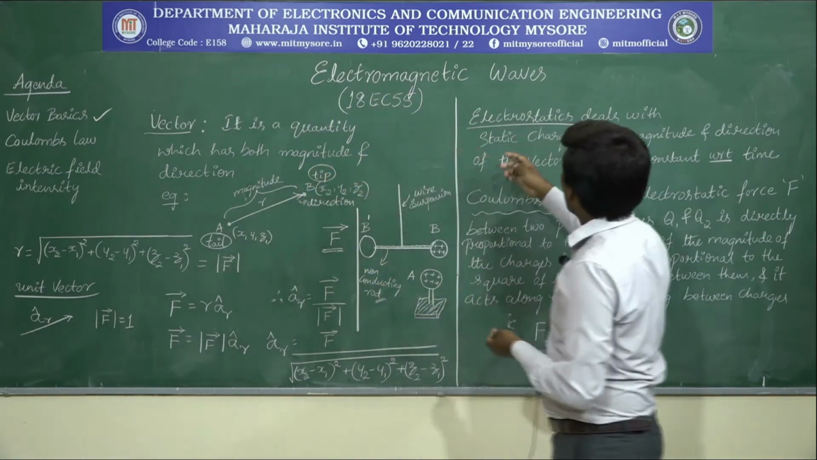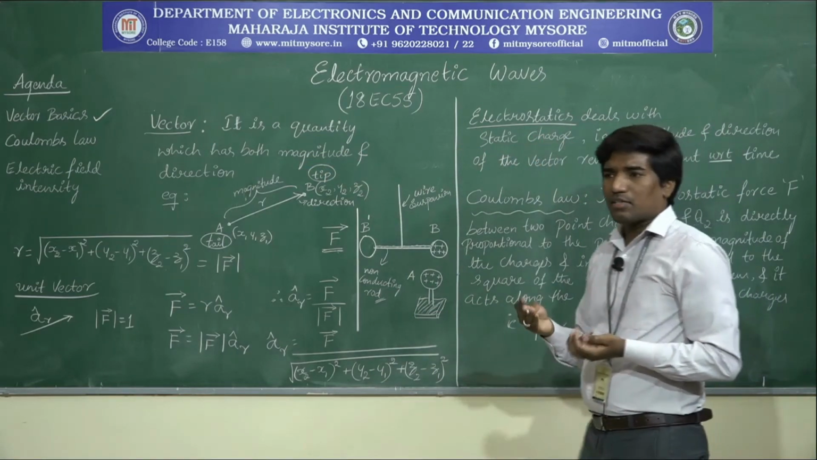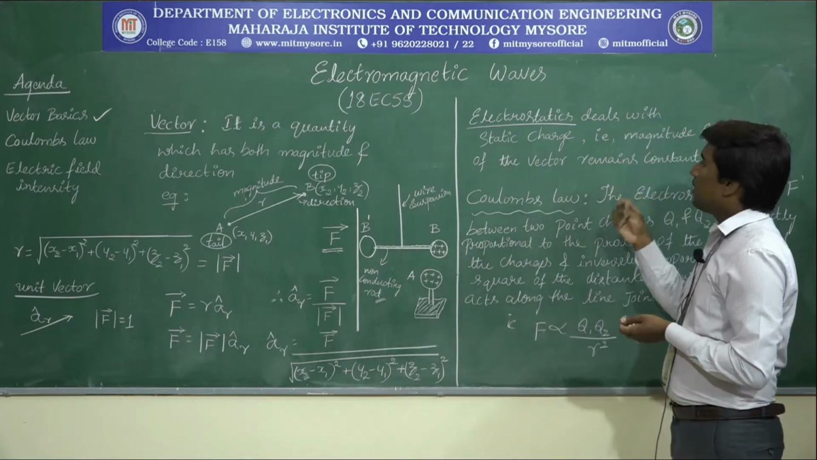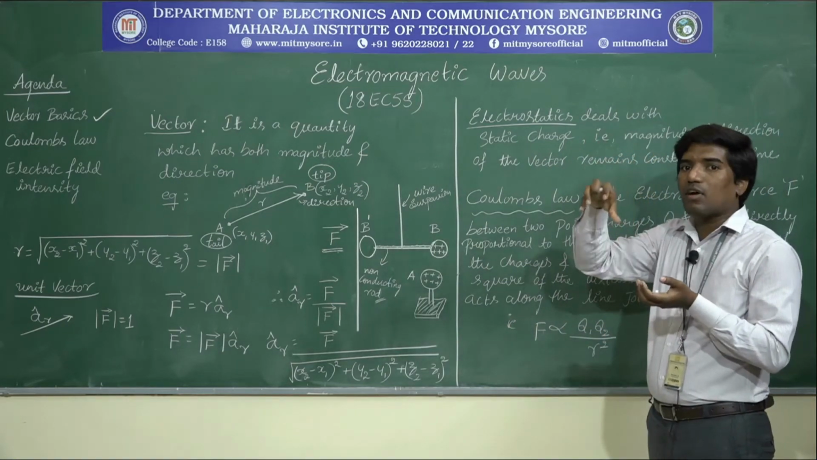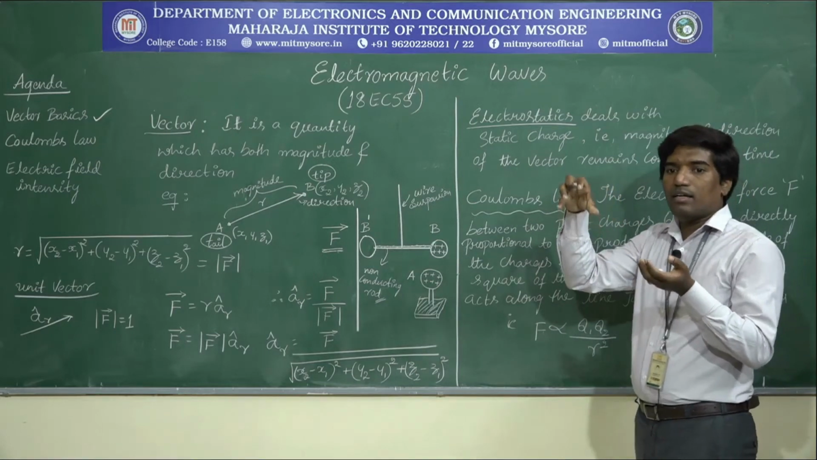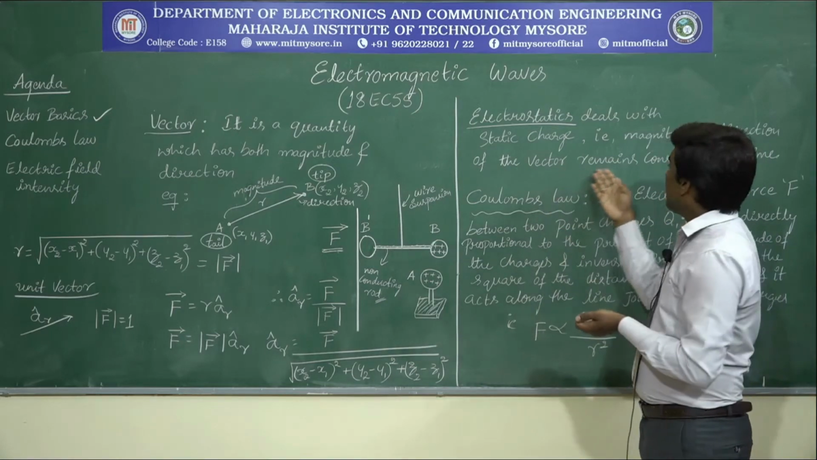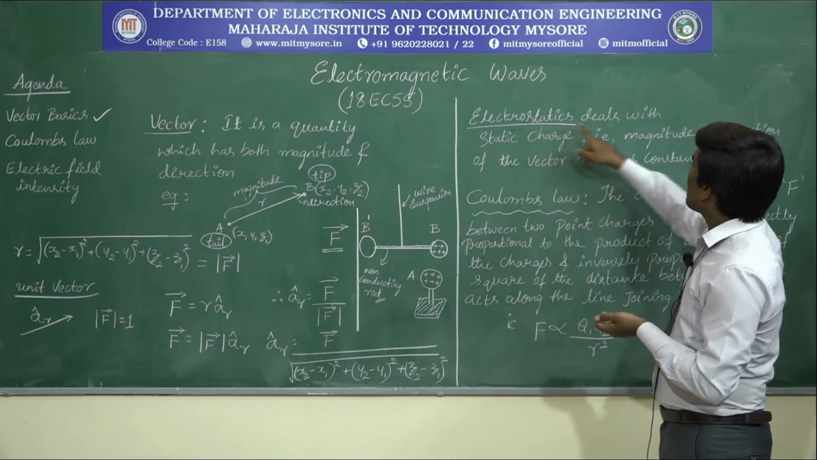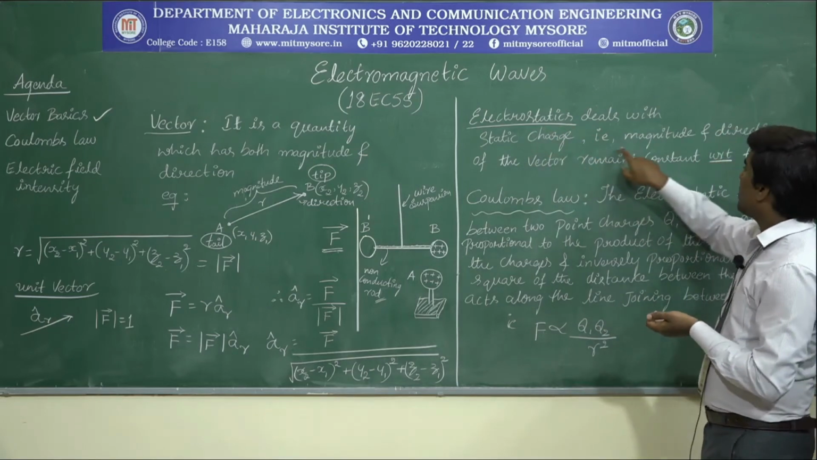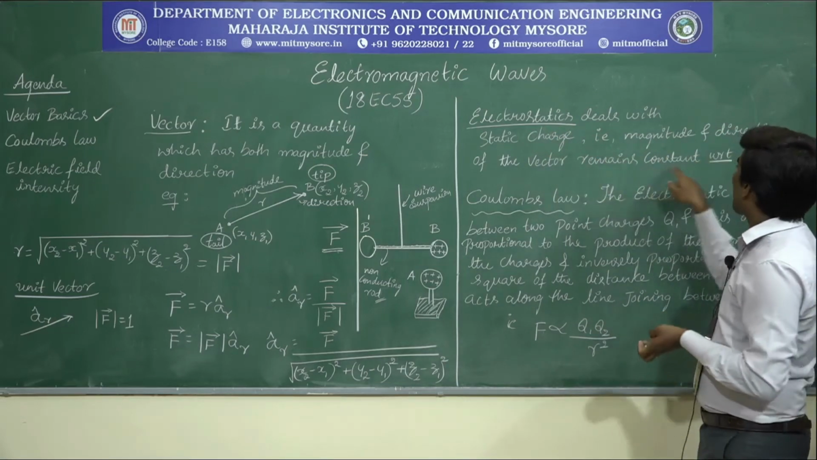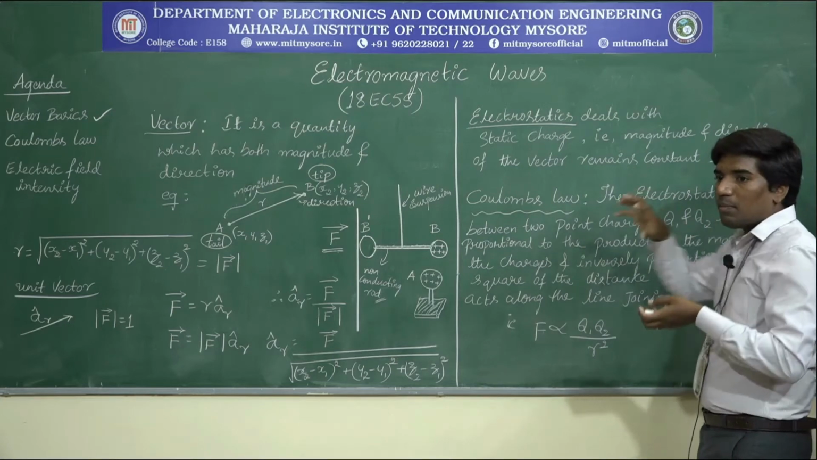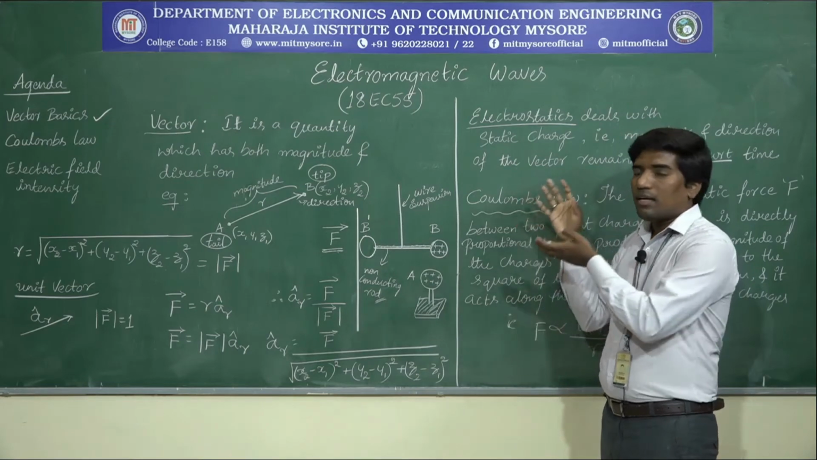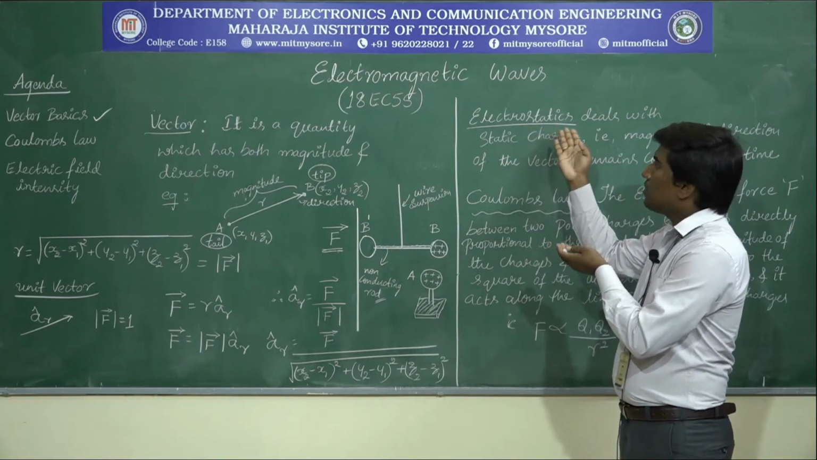Then coming to electrostatics. What do you mean by electrostatics? Electrostatics deals with the principle that electric charge remains constant, and its magnitude and direction remain constant in a changing time environment. This is called electrostatics. See, electrostatics deals with static charge, that is, the magnitude and direction of the vector remain constant with respect to time. All the parameters of electromagnetic waves remaining constant with respect to time is considered to be electrostatics.